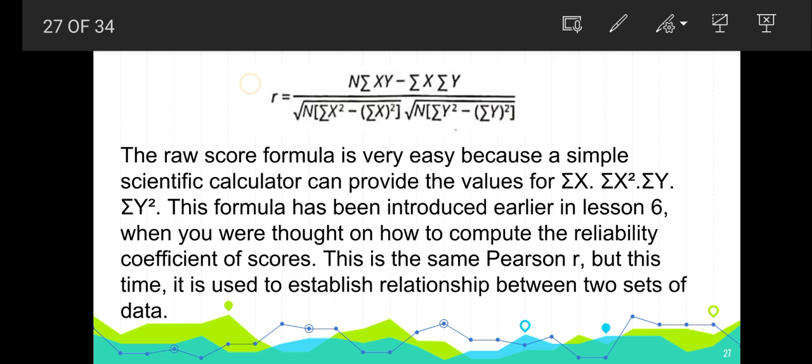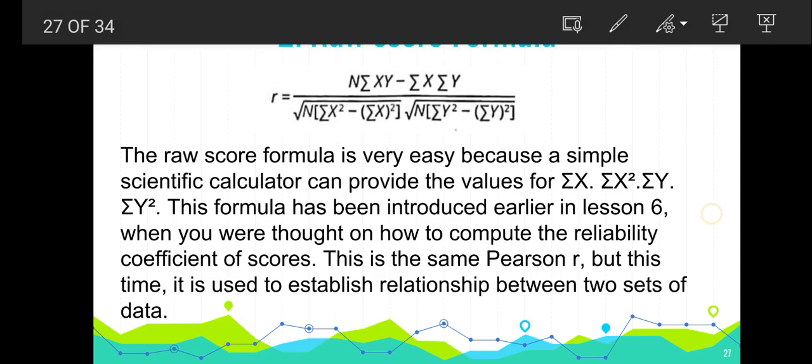The raw score formula is very easy because a simple scientific calculator can provide the values for summation of x, summation of x squared, summation of y, and summation of y squared. This formula was introduced earlier in lesson 6 when you were taught how to compute the reliability coefficient of scores. This is the same Pearson R, but this time it is used to establish the relationship between two sets of data.